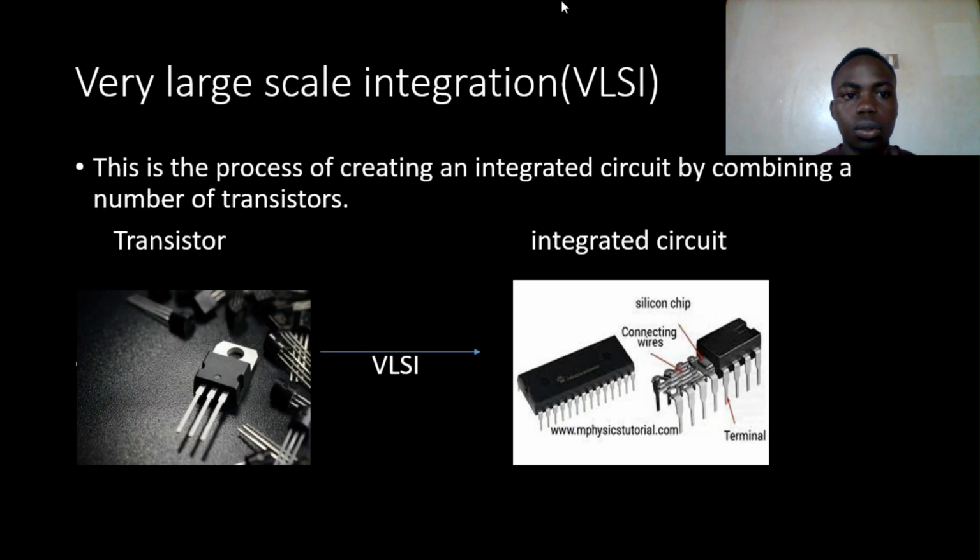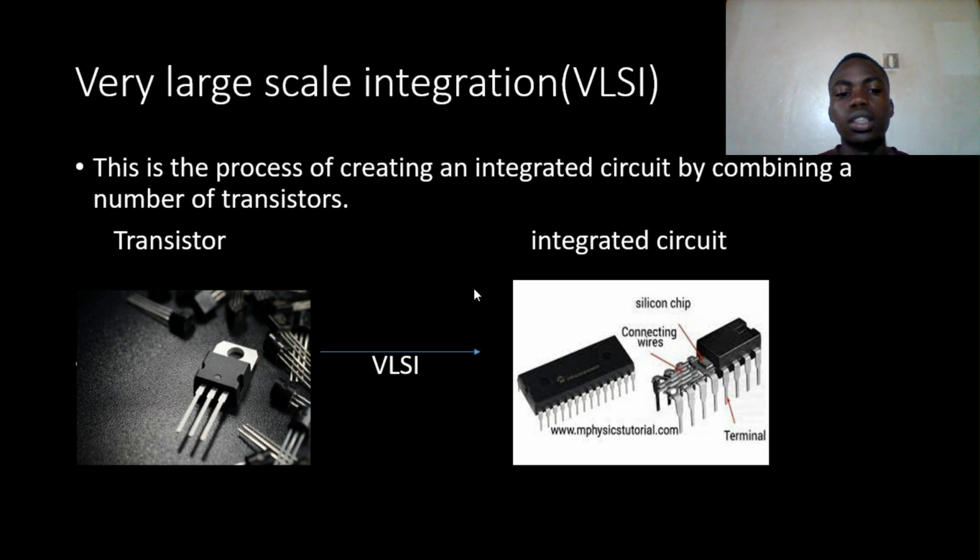To look further, very large scale integration is a process of creating an integrated circuit by combining a number of transistors. A transistor is just a simple device that can regulate current and also regulate voltage. As far as the physics is concerned, it was an invention of the second generation, but in the fourth generation where VLSI was introduced, it was used in producing microprocessors, because microprocessors were introduced in the fourth generation.